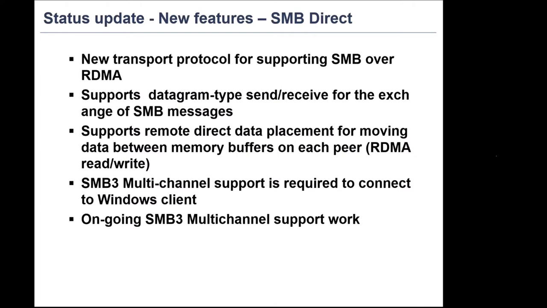And if an SMB message is larger than the size of the buffer, the message has to be segmented into SMB Direct messages. File data is not included in the SMB message. The client sends an SMB request with the memory location which stores the write data or will store the read data. The server uses RDMA read and write operations to transfer data between client memory and server memory. The current implementation can only connect to the rxe kernel cifs client. SMB3 multichannel support is required to connect to a Windows client, so we are working on SMB3 multichannel with higher priority.